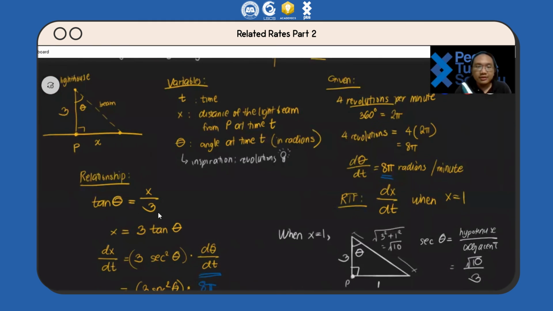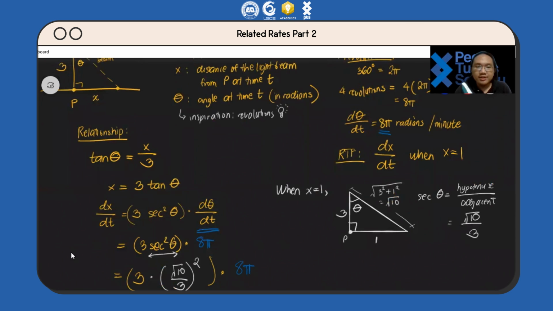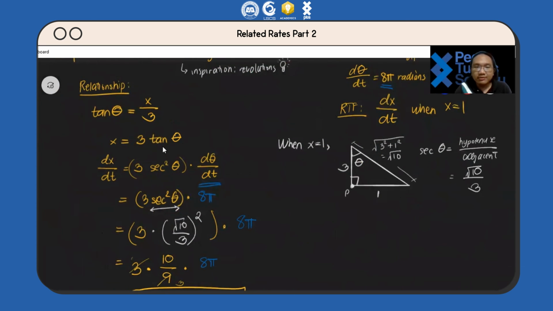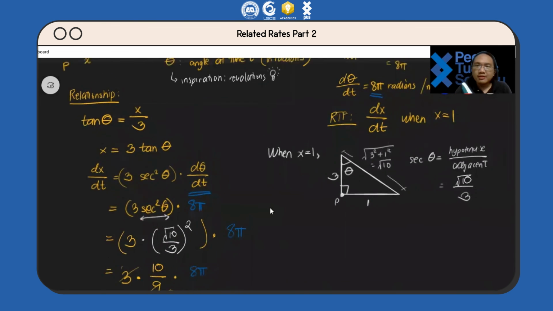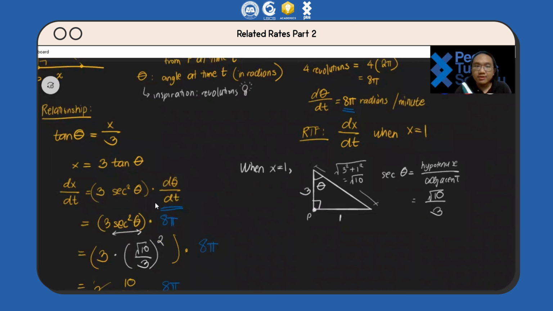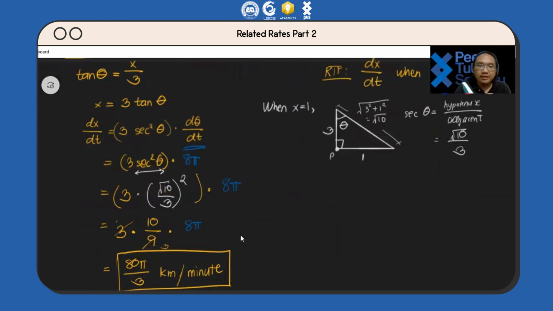We use trigonometry in order to relate the sides and the angles. Particularly, we use tangent because we know the opposite and the adjacent. So x equals 3 tan theta. Take the derivative. Derivative of tangent is secant squared. But how do we get secant squared theta? We look at a snapshot of the figure when x is equal to 1. Secant is hypotenuse over adjacent, so it's square root of 10 all over 3. As we have seen here, we square it since we want secant squared, that's 10 over 9. Then perform the usual arithmetic and we get 80 pi over 3 kilometers per minute.